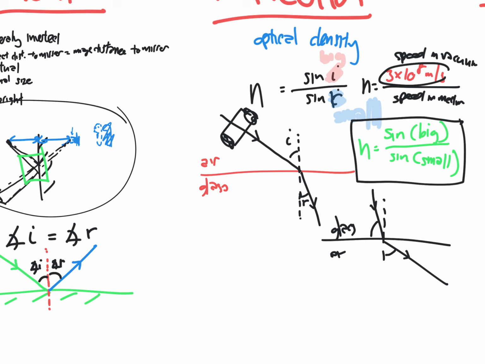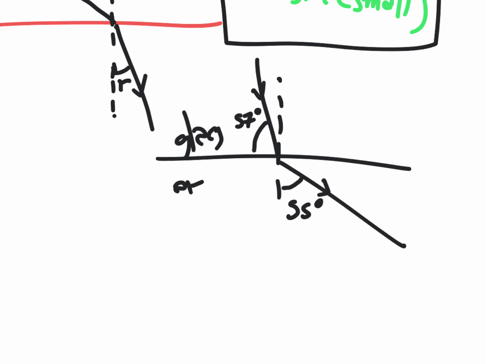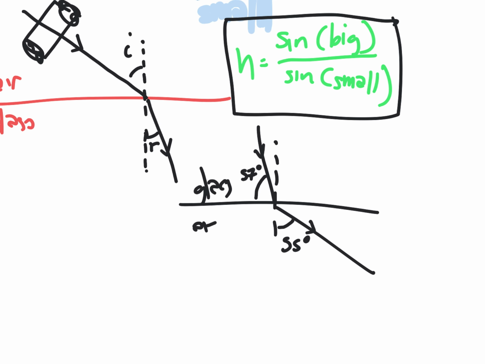Maybe this is 55. Maybe this one over here is, I don't know, let me try to use my calculator. Maybe this is 57. Here's my question. Ready? What's my refractive index? You know this angle, you know this angle. What's my refractive index? Now, I just gave you a really tricky question.